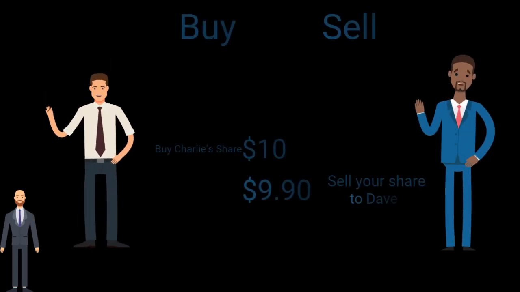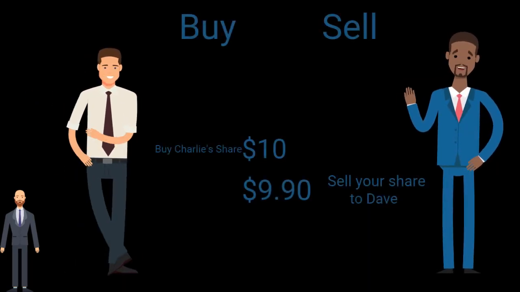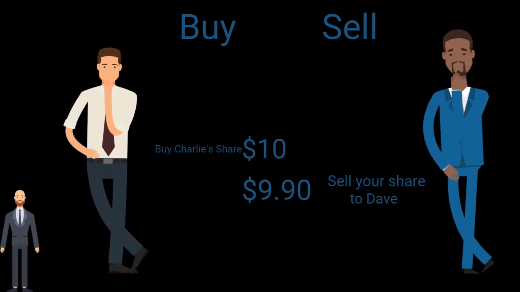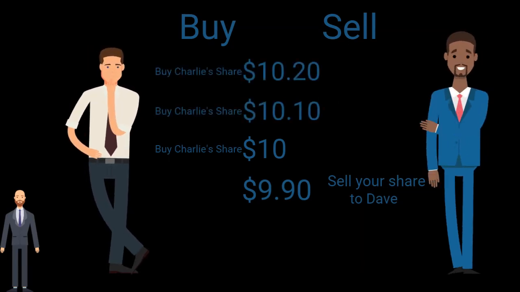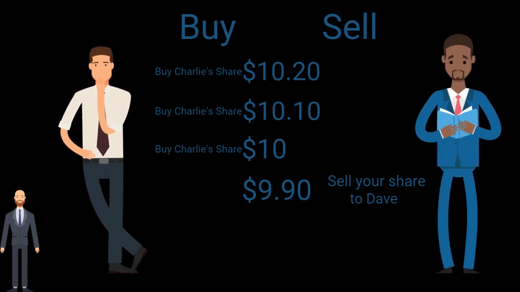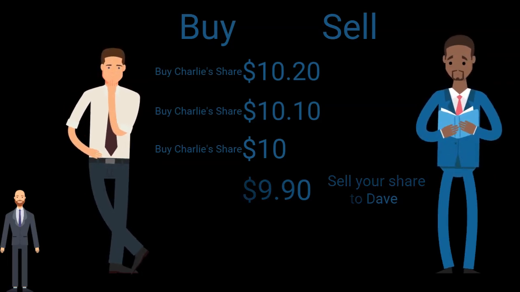Now, you may think, but why is the price not the same? Well, if, for example, Charlie had 3 shares and he decided that he would sell them at 10 cents intervals, like this, and let's say there was some encouraging news and Dave decided actually he would buy any shares for $10.